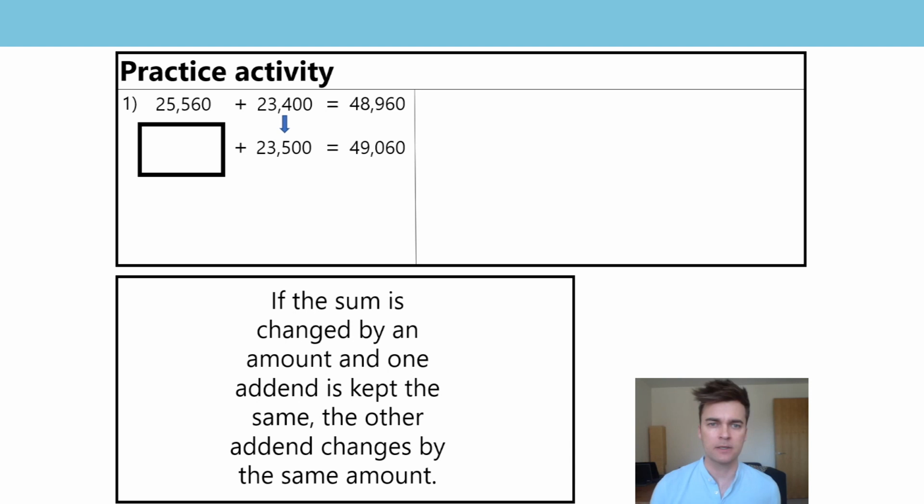Let's look at the sum. Maybe not as easy to spot, but the sum has also increased by 100. There were 9 hundreds. Increasing by 1, we have 10 hundreds that we regroup as 1,000. So the thousands digit has increased from 8 to 9. The addend has increased by 100. The sum has increased by 100. So what about the unknown addend? It's kept the same.